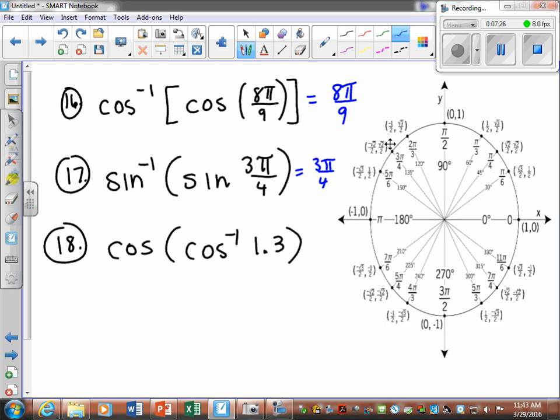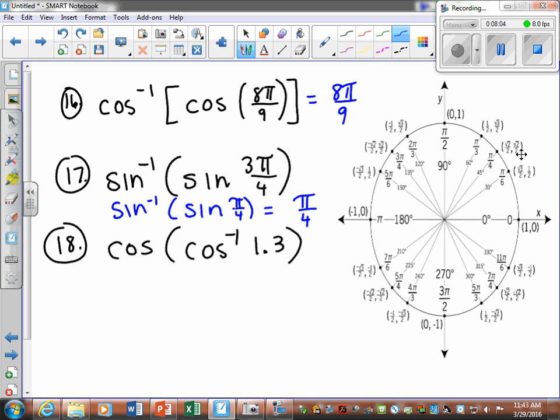Square root of 2 over 2, right? So is there a value that has the same sine value that is in our highlighted region? What is that? Pi over 4, right? So basically we can rewrite this as, let me erase this, sine inverse of sine of pi over 4 is equal to pi over 4. Okay, so that will be our solution there.